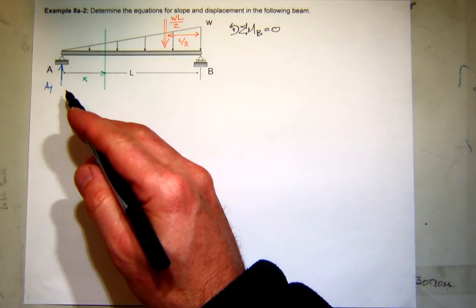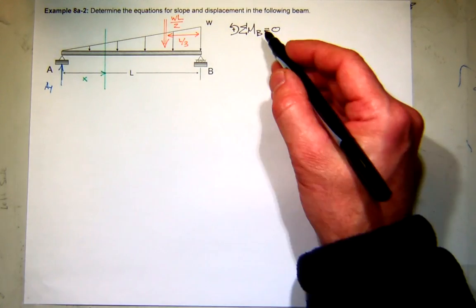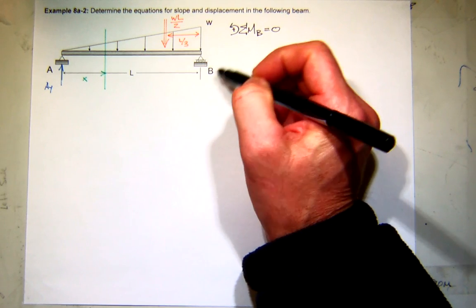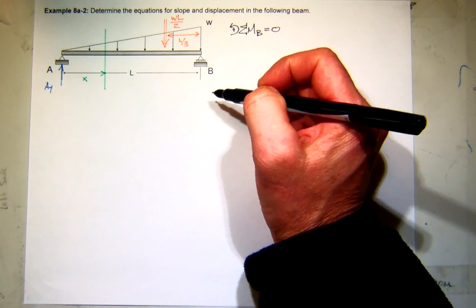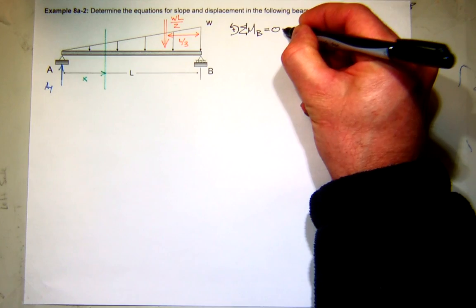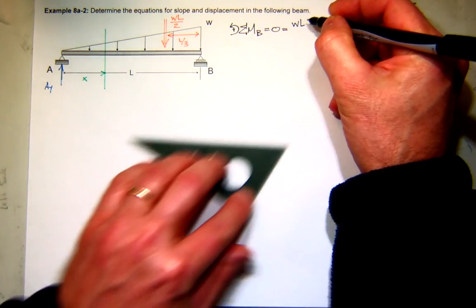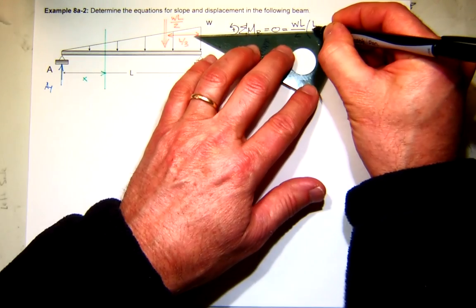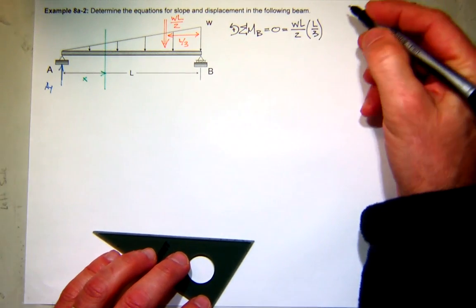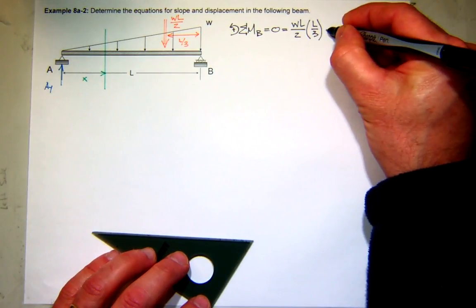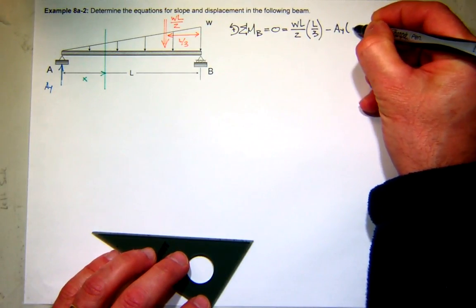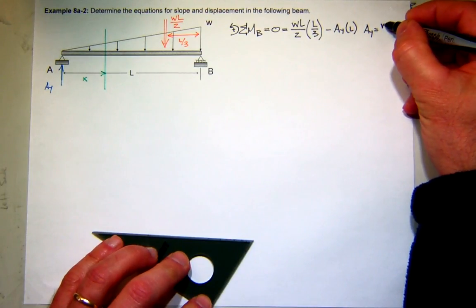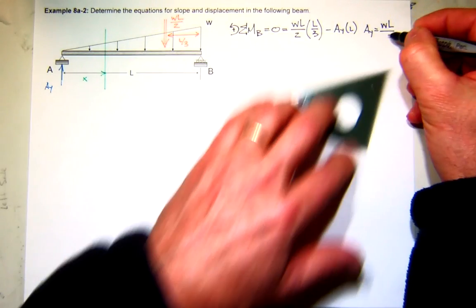So with that information, I should be able to solve and find AY. Summing moments about B, my concentrated equivalent force creates what kind of moment about B? Positive or negative with this sign convention? Positive. So I have a force of WL over 2 and a moment arm of L over 3. And then AY creates negative moment, and it has a moment arm of L. So it looks like AY is going to be WL over 6.